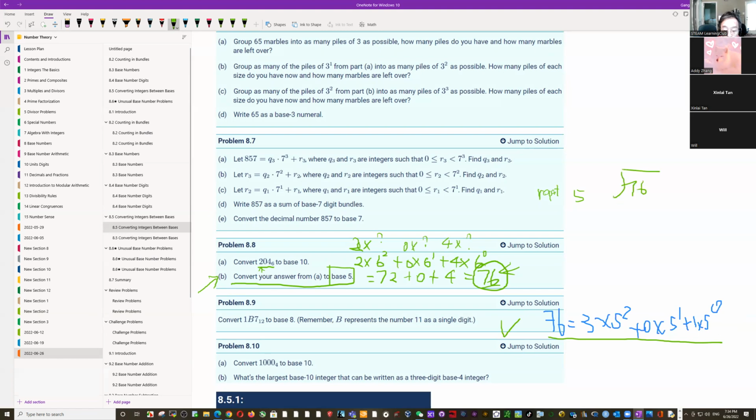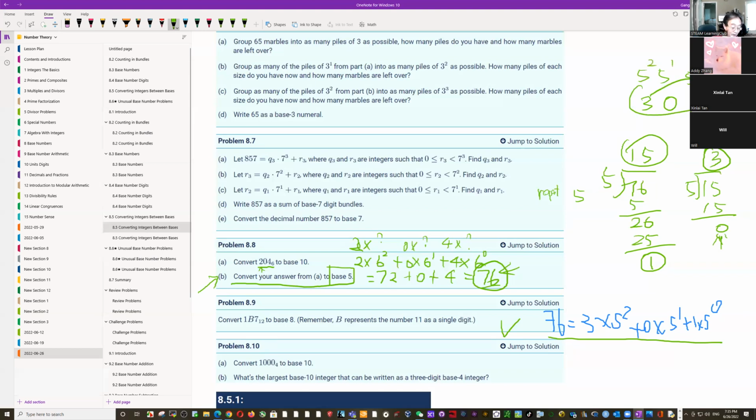So 76, if we use the first method, repeatedly divide by 5. 5 multiplied by 15 is 75, so the quotient is 15 and the remainder is 1. So 1 goes to the last digit, the 5 to the 0. Then 15 divided by 5 equals 3, and the remainder is 0. So remainder 0 goes to the second position, 5 to the first. Then 3 is already less than 5, so the quotient 3 goes to the next position, 5 squared. So basically we get the same answer.